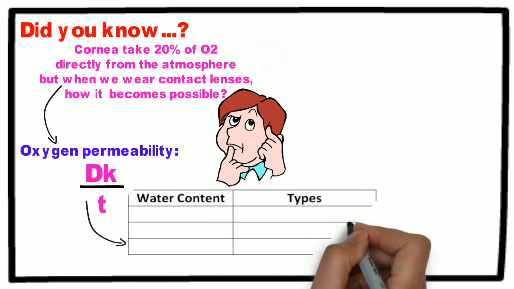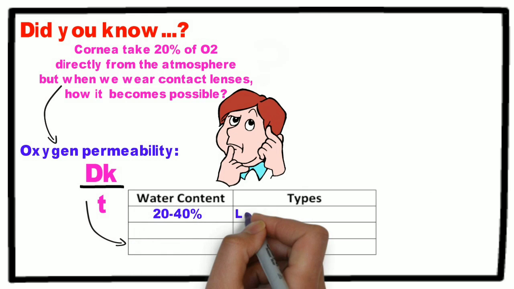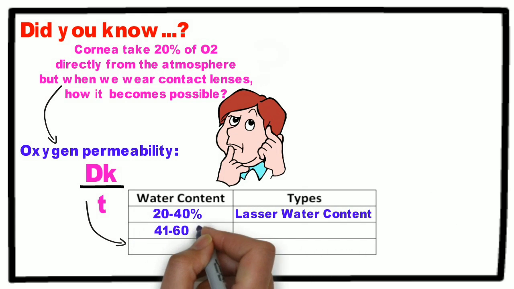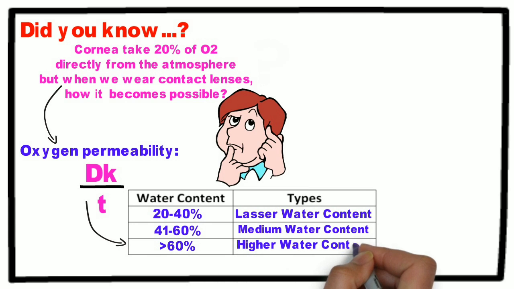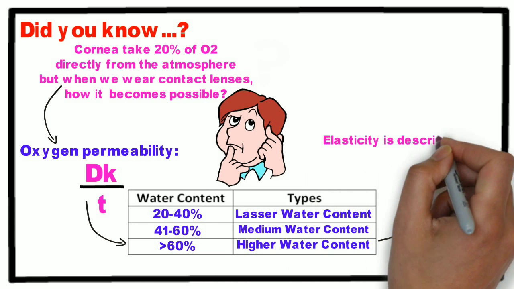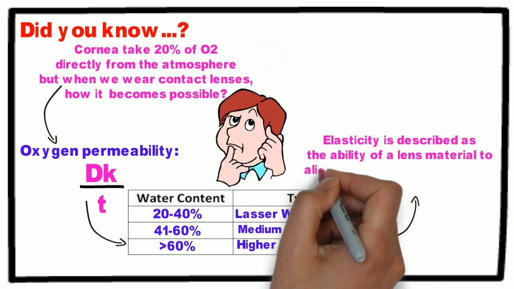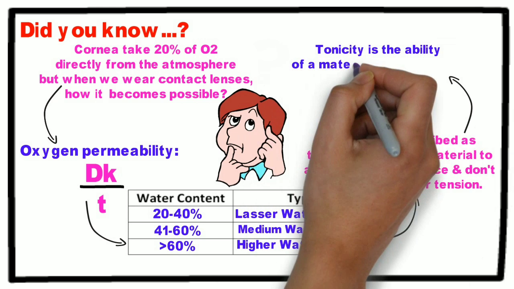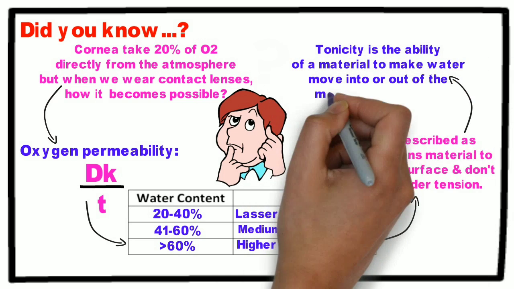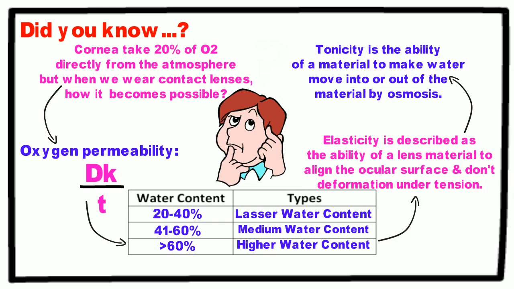The water content of a contact lens is: 20 to 40% is lower water content, 41 to 60% is medium water content, more than 60% is higher water content. Elasticity is described as the ability of a lens material to align with the ocular surface and not to be deformed under tension. Tonicity is the ability of a material to make water move into and out of it by osmosis. Let's learn all this in this video.